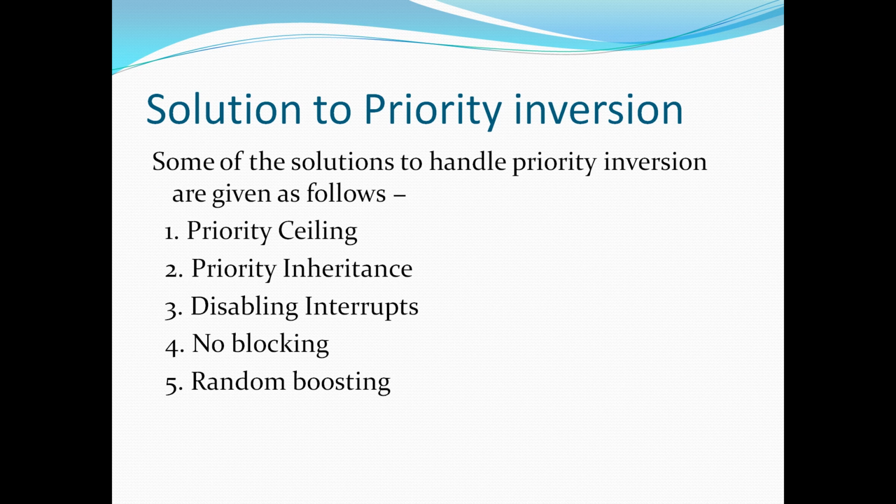Now, as I told you about the priority inversion problem, there are some solutions to avoid it. The list is: priority ceiling, priority inheritance, disabling interrupts, no blocking and random boosting. These five are some identified solutions to the priority inversion problem. Generally we can use the first two, that is priority ceiling and priority inheritance. We will see them one by one.